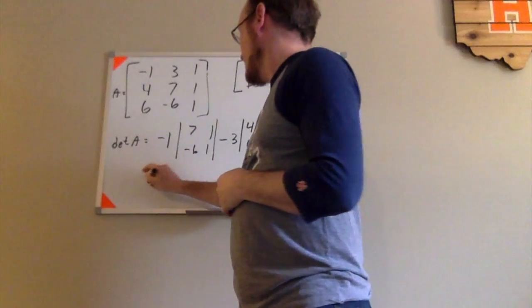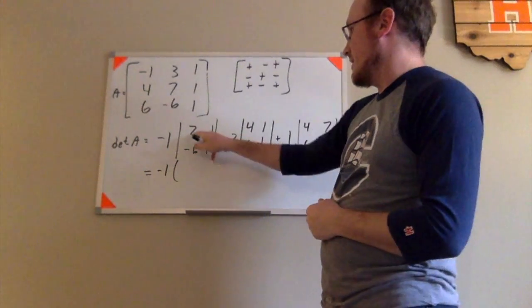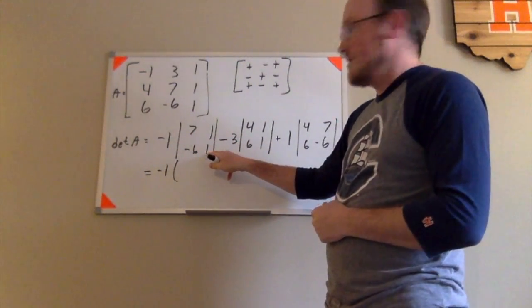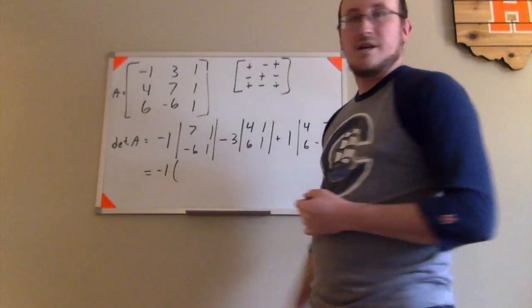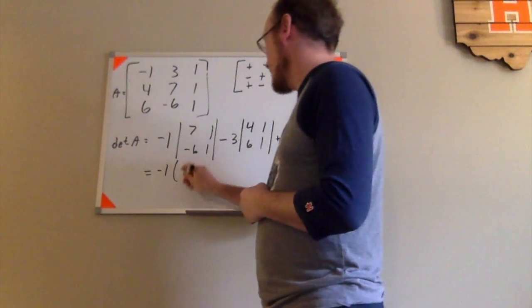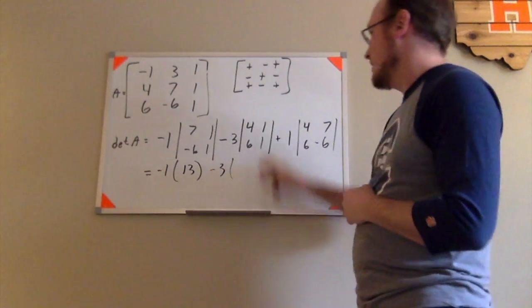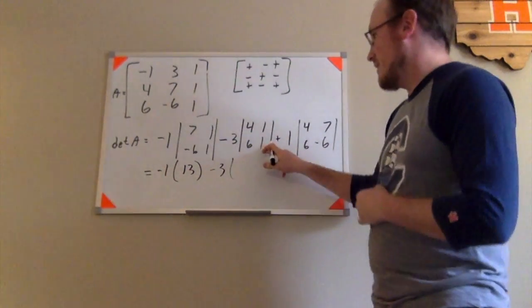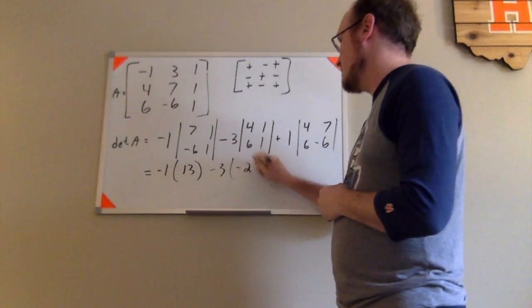So this would be equal to -1 times this determinant. When I evaluate this determinant, it is 7 times 1, which is 7, and then minus the product of the other diagonal, which is -6. So I have 7 minus -6, which becomes 13. Then here I have -3 times this determinant. 4 times 1 is 4, minus 6 times 1 is 6. 4 minus 6 is -2.